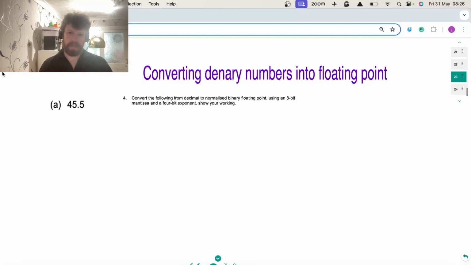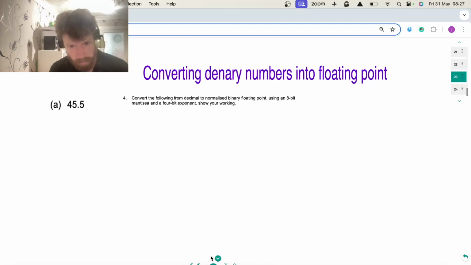Now, when I was going through the lesson yesterday about converting denary numbers into floating point numbers, I actually forgot to show you how to do it for negative numbers. So I just thought today's lesson we could have a little recap of positive numbers, but also we'll go through negative numbers and make sure that you're feeling super confident with those.